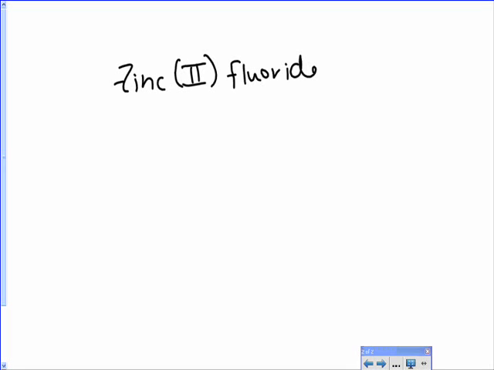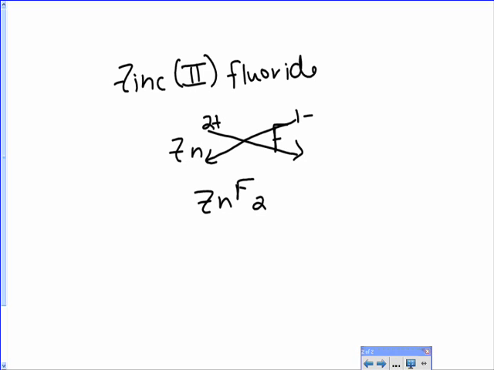Alright, to write the formula for zinc(II) fluoride, we have to know the charge of zinc, and the Roman numeral tells us that it's 2. And remember, metals are always positive ions, so that's how we know it's 2 plus. And then we have a fluoride ion that's going to be a 1 minus. From the periodic table, you should have seen that. So now we can crisscross to write our formula, ZnF2.